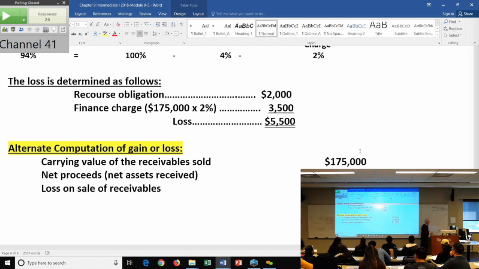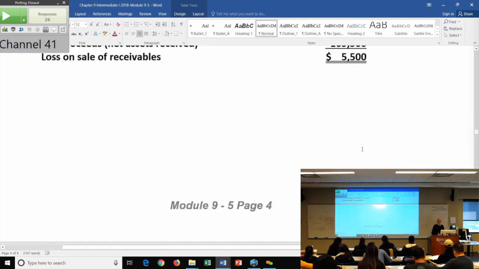All right, so you're selling the receivables with recourse, and there's a holdback or a reserve. There's a lot of ways you can get the numbers, but you have to find out the net proceeds, the due from the factor, and the total loss. Now, before we do the entry, any questions on the transaction?